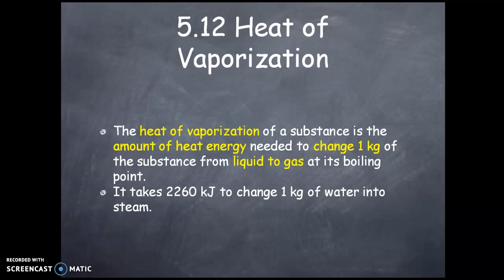Heat of vaporization. The heat of vaporization of a substance is the amount of heat energy needed to change 1 kilogram of substance from liquid to gas at its boiling point. For example, it takes about 2,260 kilojoules of energy to change 1 kilogram of water into steam. So in order to change 1 kilogram of water at 100 degrees Celsius into steam, it takes 2,260 kilojoules of energy.